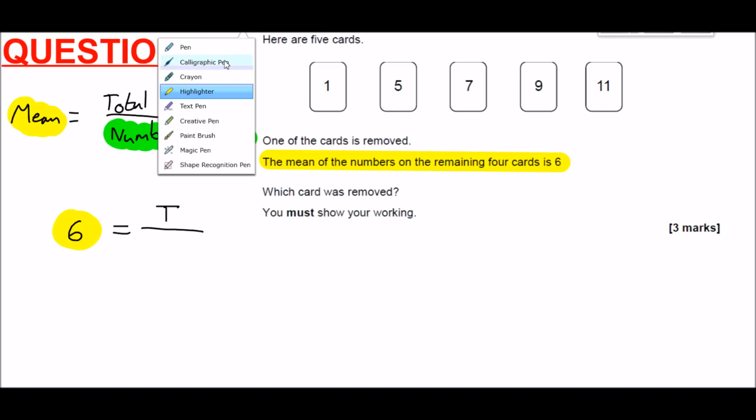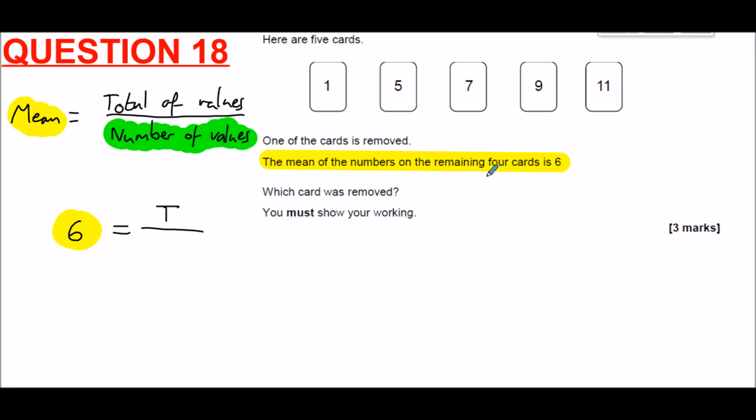It does say what the total of the cards left is. We've got 4 cards left. So the number of values left after we remove one of the 5 cards would be 4. Now it's an equation and we're trying to find out what t is. So t is being divided by 4. To work out what t is on its own, we've got the 4 in the way. We can swap the 4 over, but if we swap the side, we swap the sign. Opposite of dividing by 4 is multiplying by 4. And so t will equal 6 times 4, which is 24. So the total of the remaining cards must be 24.